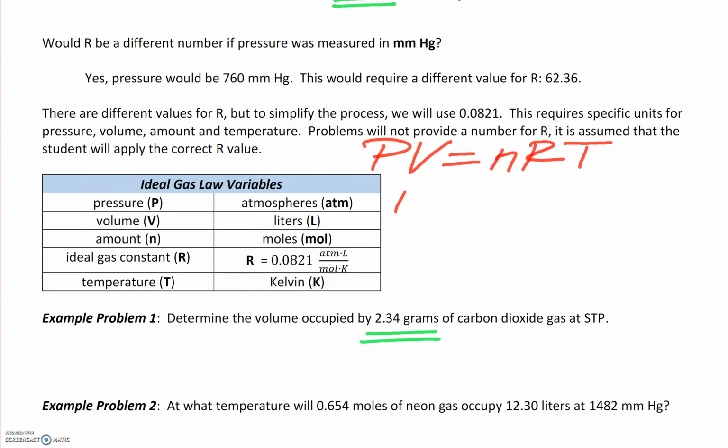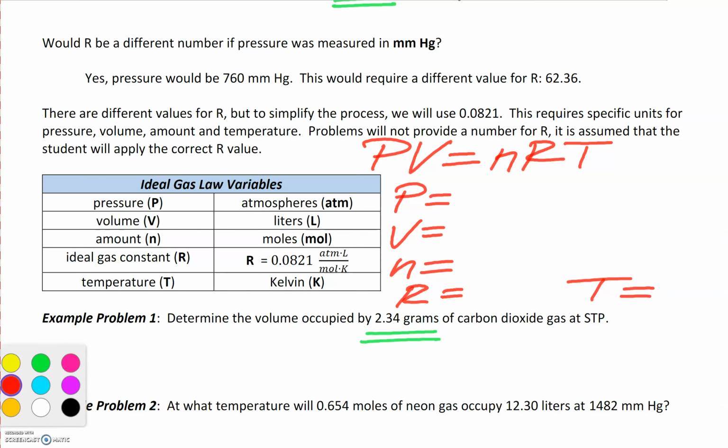So let's write down pressure equals, volume equals, N equals. I'll run out of space, so we'll put the R here, and then we'll slide the T over here. All right, so pressure. Determine the volume. I haven't talked about pressure yet, but it says determine the volume, so let's go over to volume and put in our question mark, because that is what it wants us to find. Determine the volume occupied by 2.34 grams of carbon dioxide.